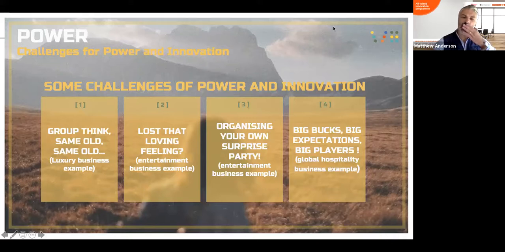Here are some challenges around power. So what do I mean by power? I mean authority. I mean decision-making and action-orientated authority. It's what I am responsible for, it's in my role, and I'm accountable for it. It's those three things that people seem to have lost.